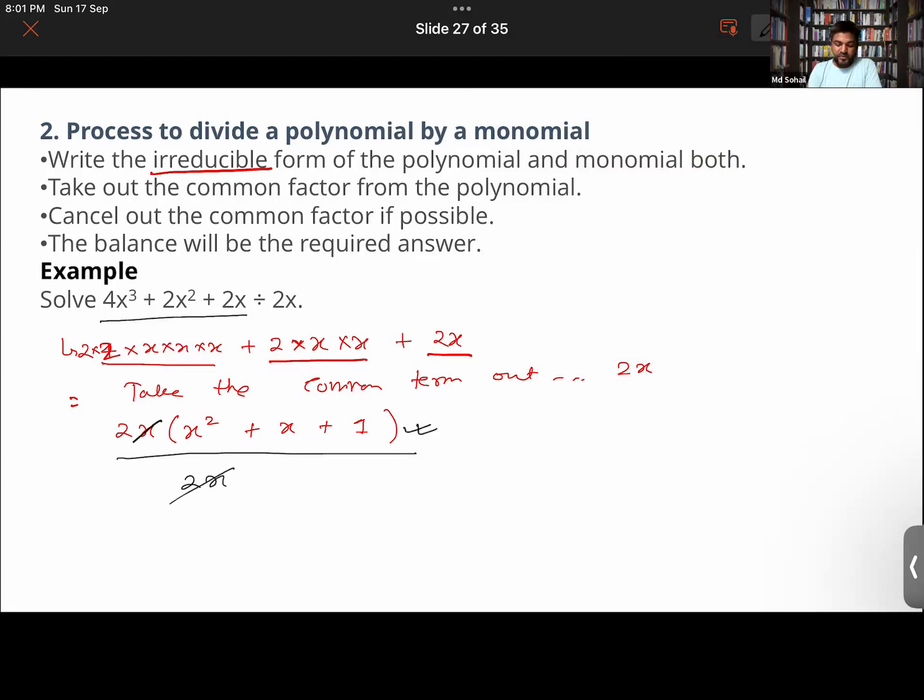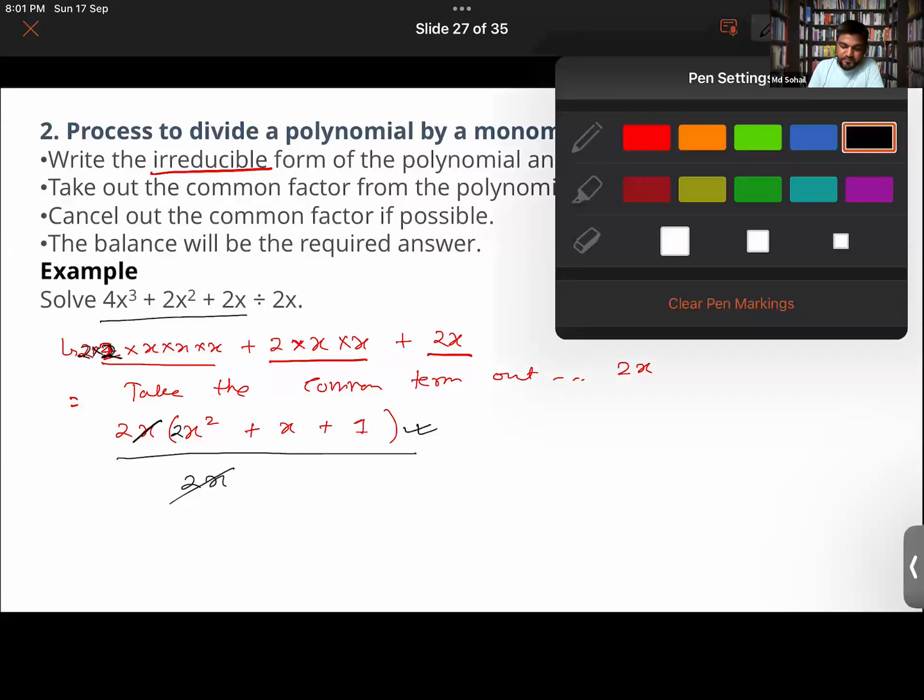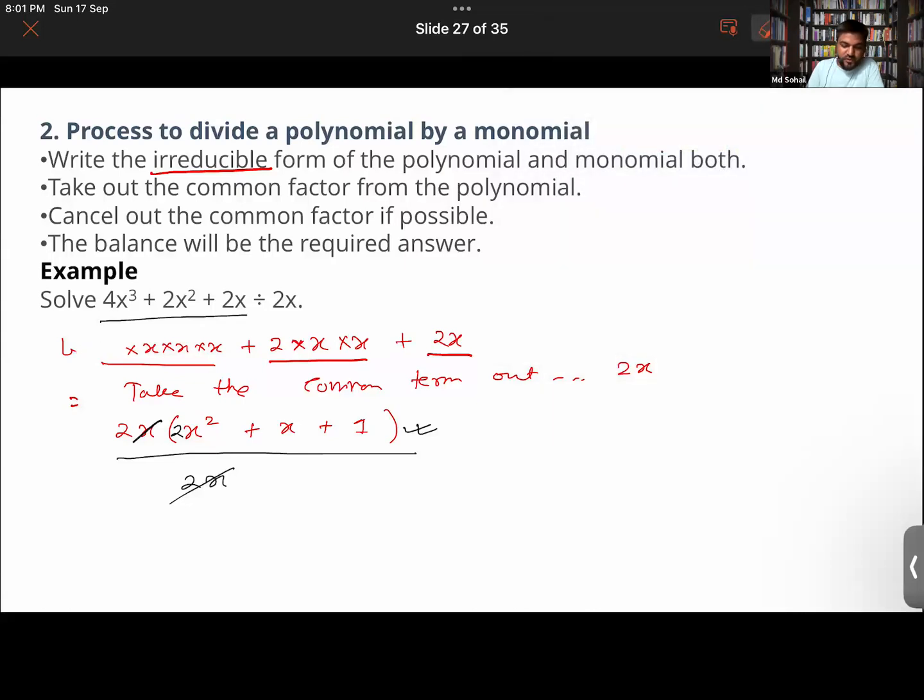Sir, how did we get this? This is going to be 2x square here. Okay, we forgot that one, no? Yes, Arhan. Sir, I had a doubt. How did we get like 2x and then bracket 2x square plus x plus 1? How did we get this 2x common? No, sir. How did we get 2x square plus x plus 1?